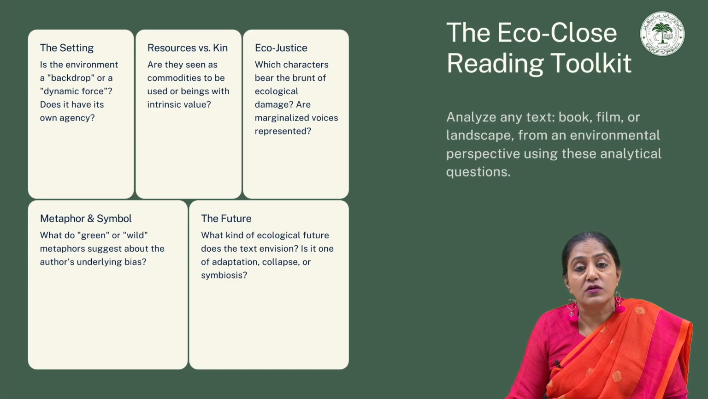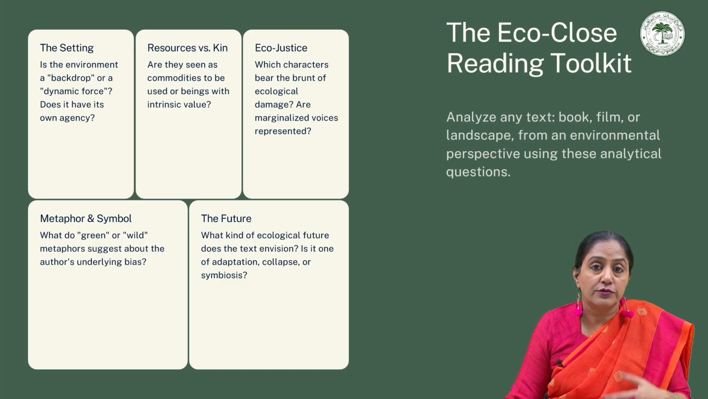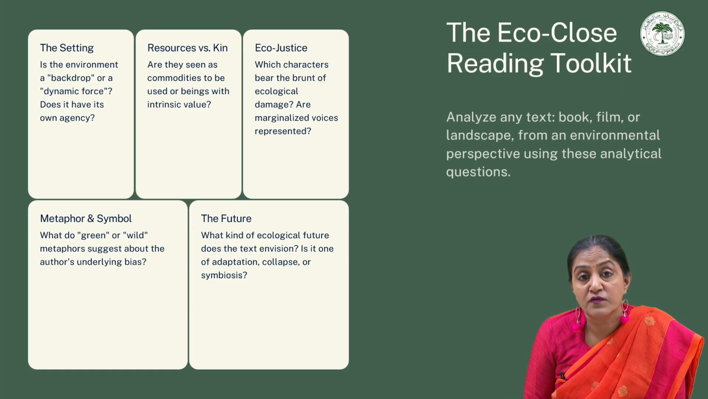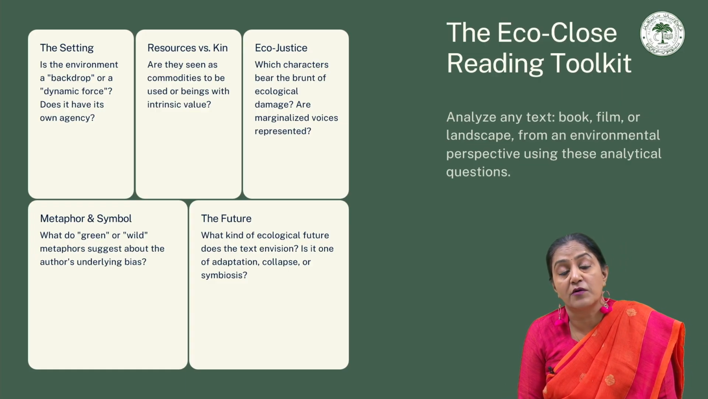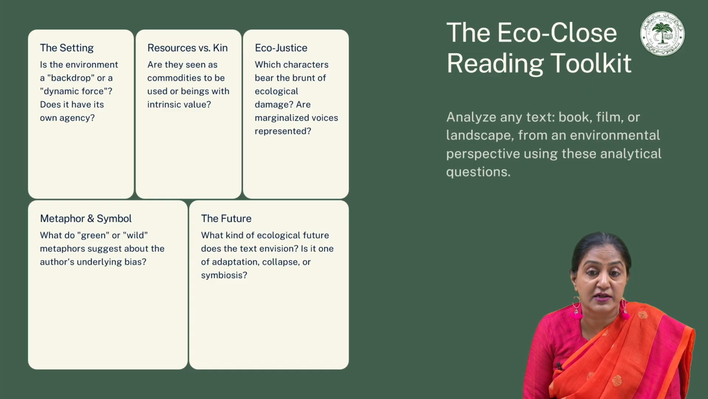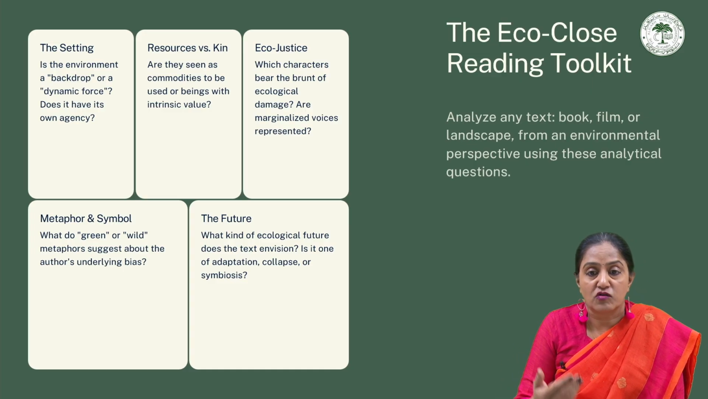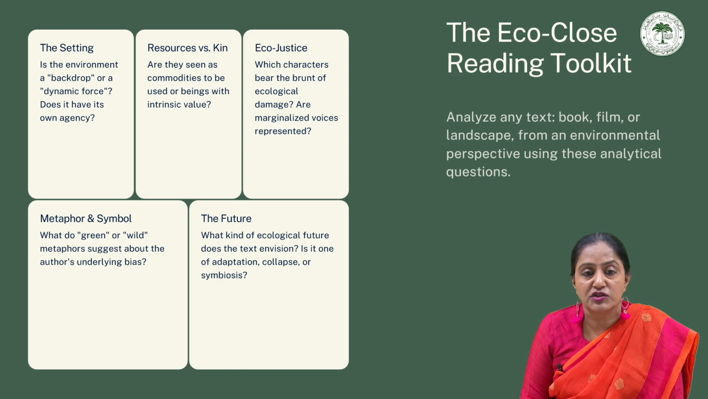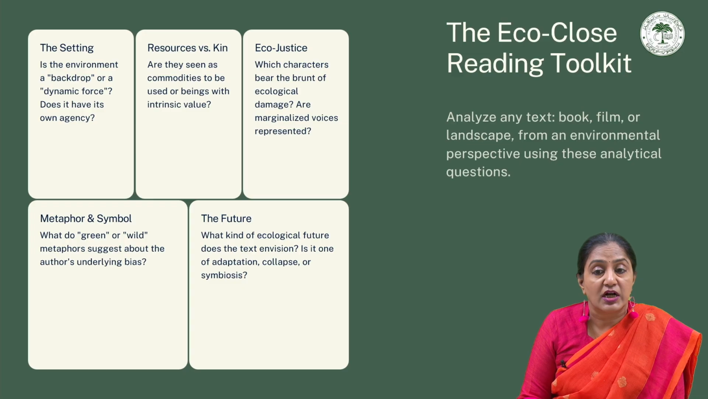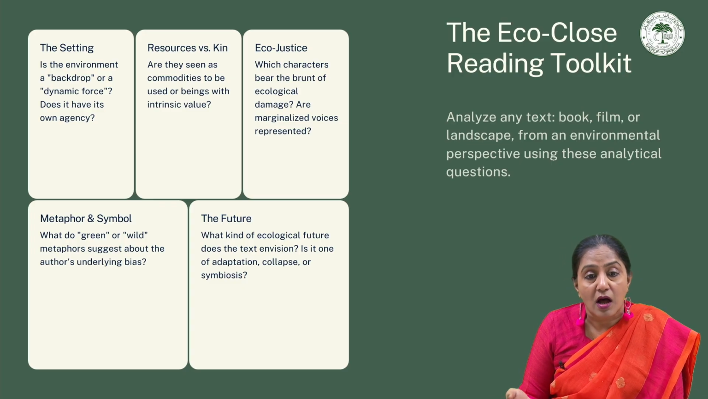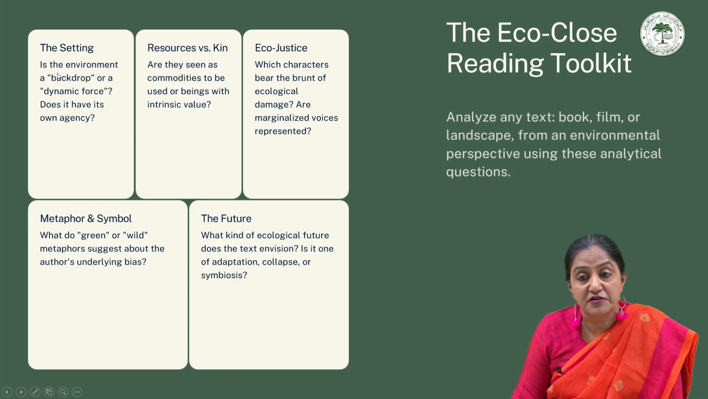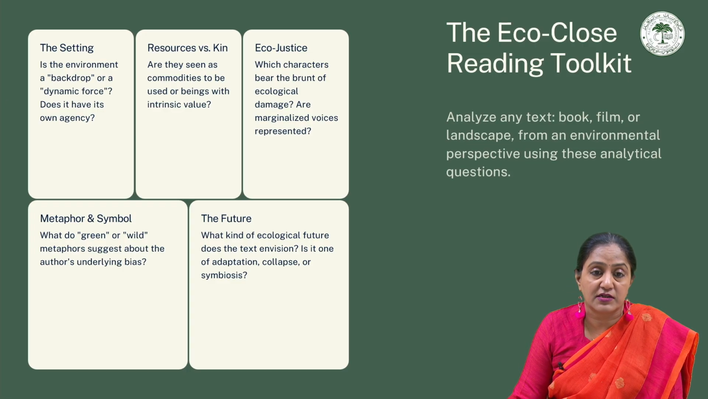So, the Eco Close Reading Toolkit. How to read. So far in this lecture, we have explored some of the foundational concepts of environmental humanities. Up till now, in the discussions of these lectures, the Anthropocene, the environmental imagination, ecological traditions, and eco-criticism. However, a crucial question remains. How do we actually apply these ideas when reading a literary text, film, landscape, or cultural artifact?